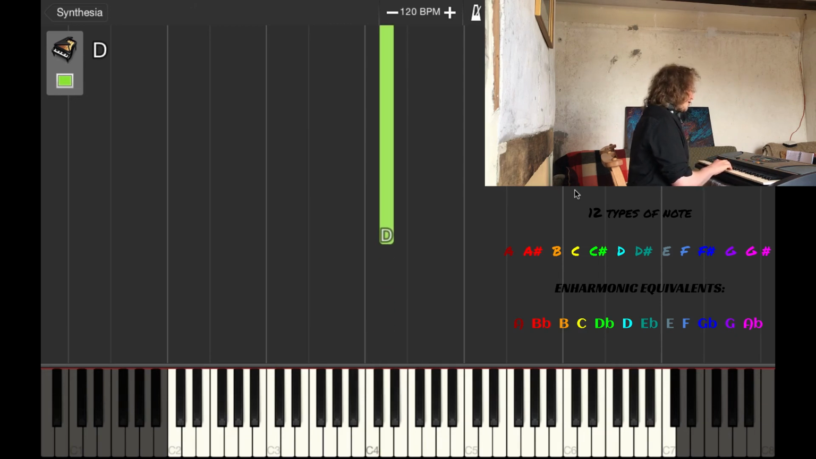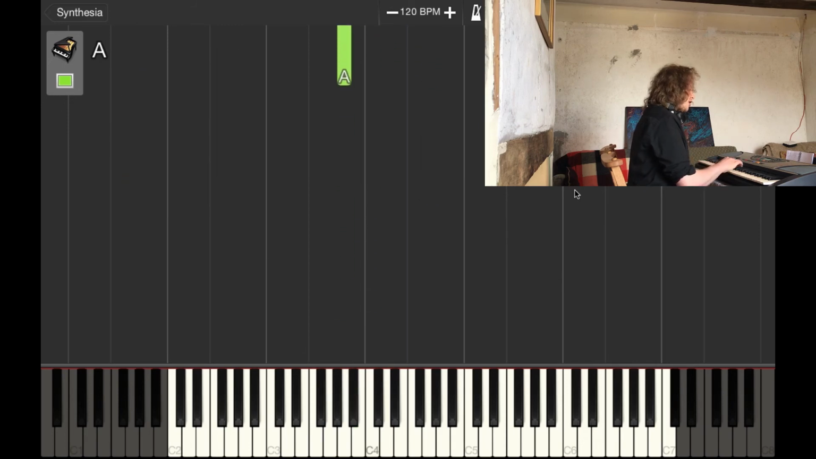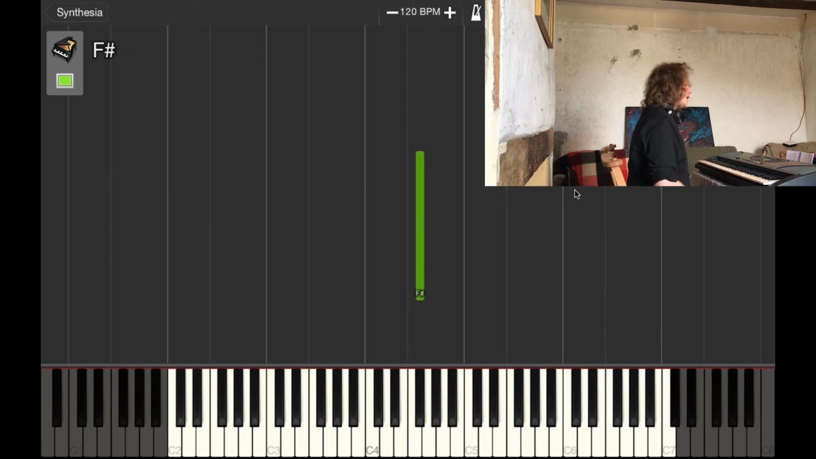As long as you remember that you can always find D by going in between 2 black notes, you can figure out the rest of the white notes by using the alphabet from D, and sharps are just one to the right, flats are just one to the left. You shouldn't have any problems finding any note on the piano.